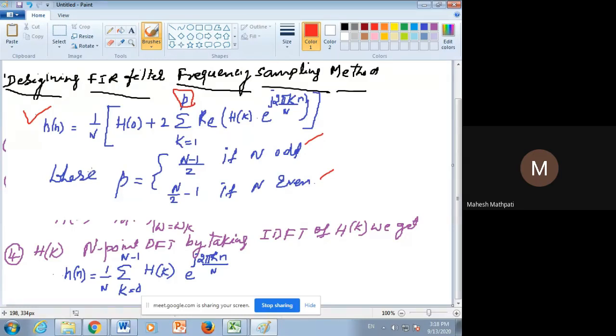Can anyone read it loudly so that we can cross check whether you have noted it correctly or not? Can anyone please read the steps? Others also correct it. So who will read?